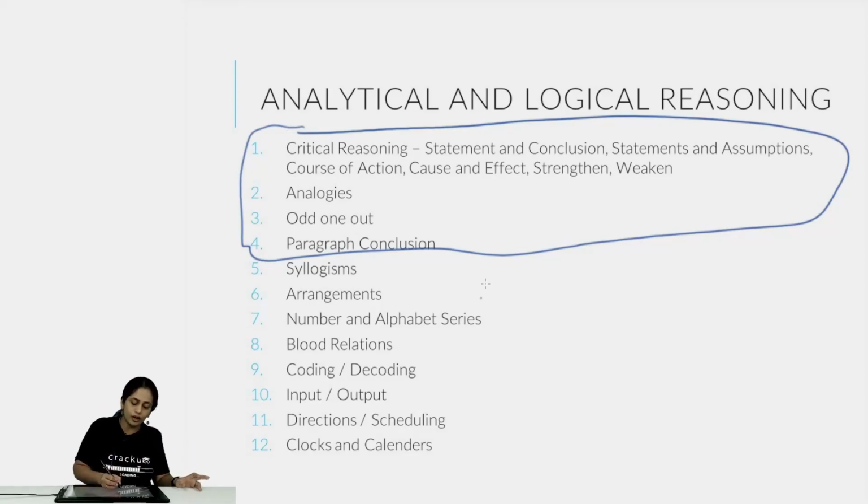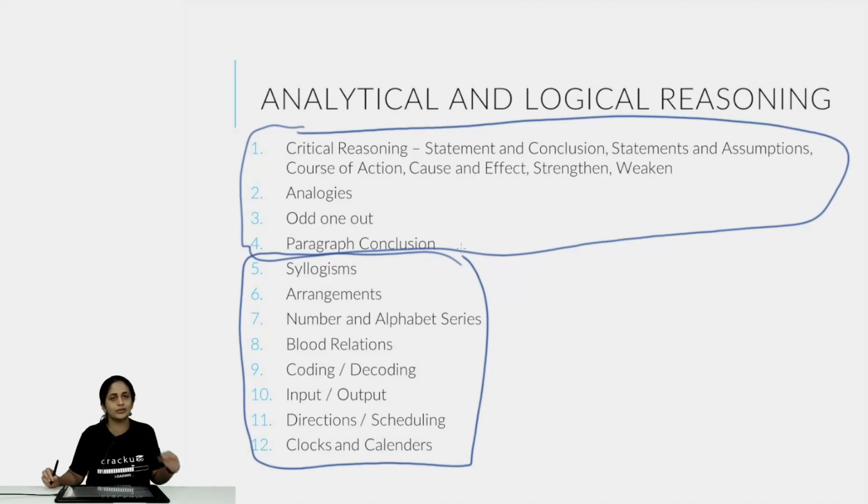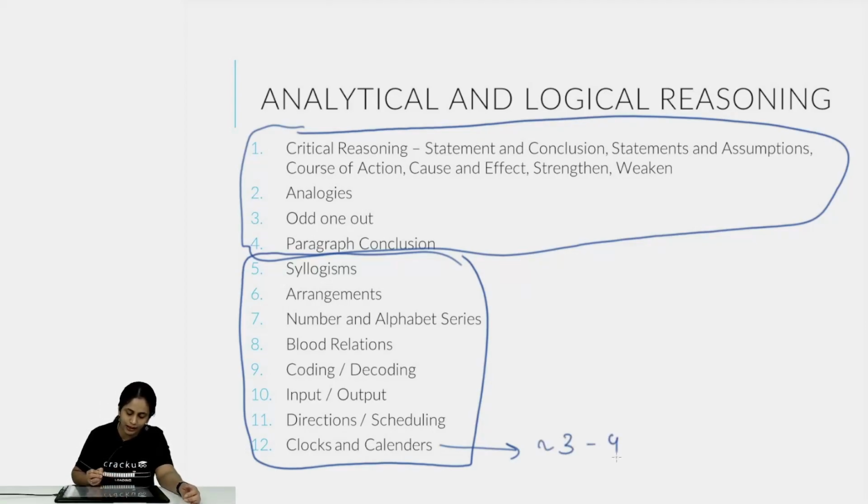Apart from that, you have your normal LR sets that you see in banking exams, such as input, output, coding, decoding, blood relations, directions, scheduling, clocks and calendars. In fact, clocks and calendars, which has not come in CAT for a long time, you can expect roughly 3 to 4 questions from that over here.